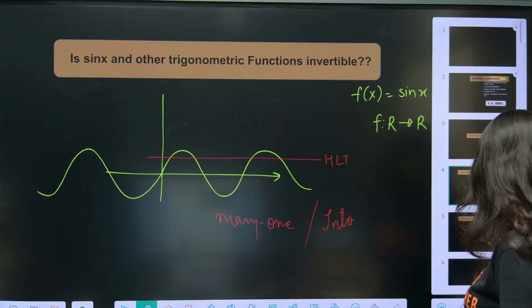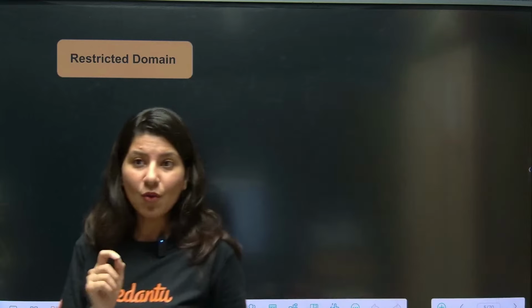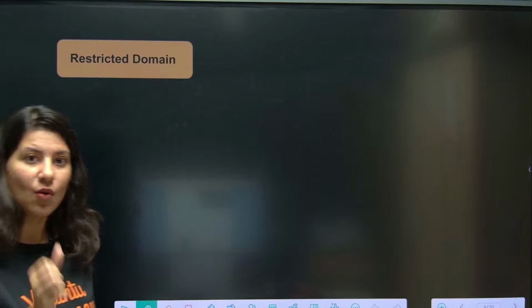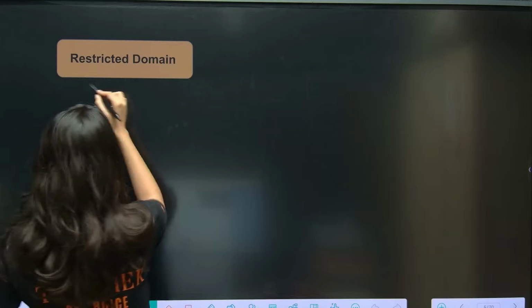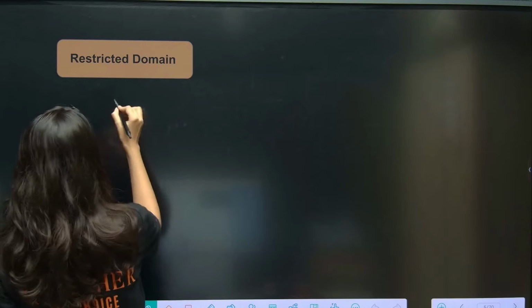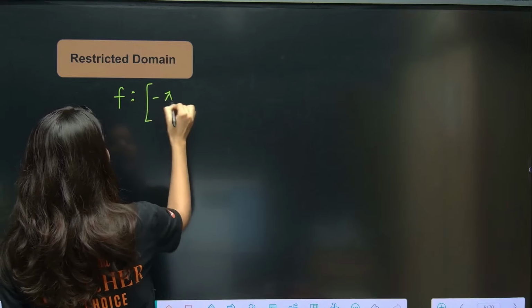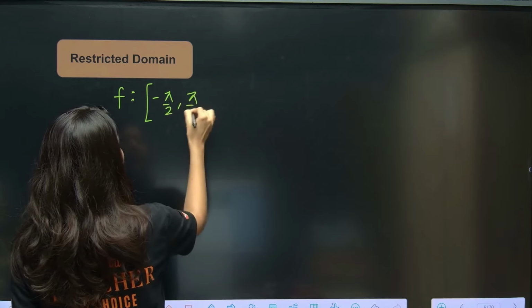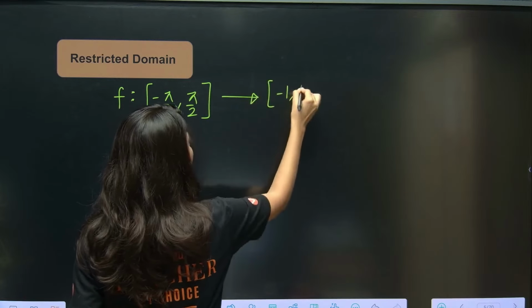So what do we do in that? We make our sin x 1-1 as well as onto. How? Just see. Now what we are going to do is define f in such a way that it goes from minus pi by 2 to pi by 2, to R which is minus 1 to 1.